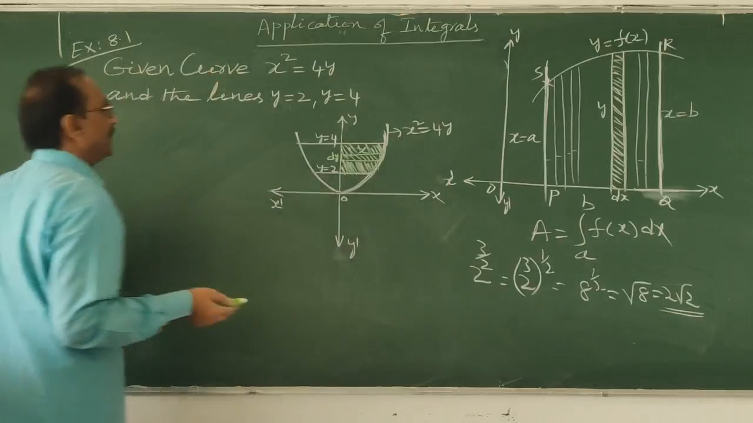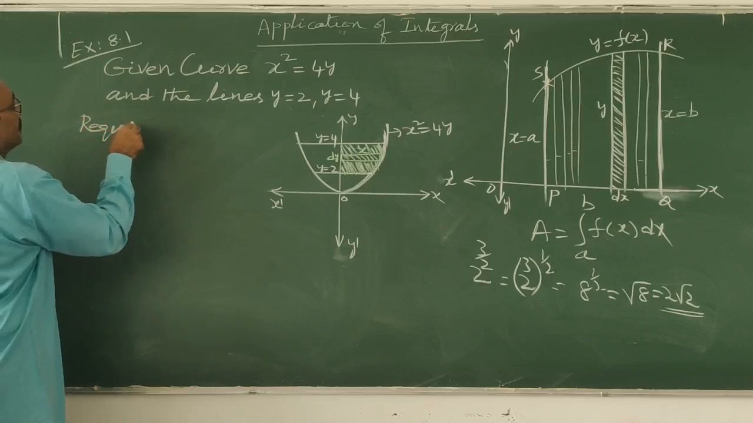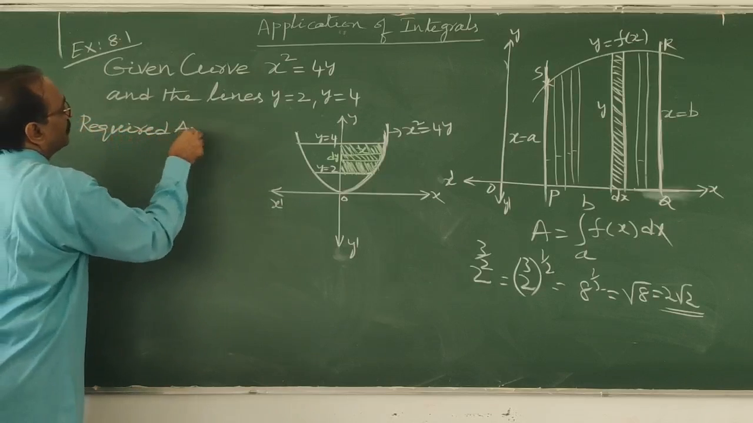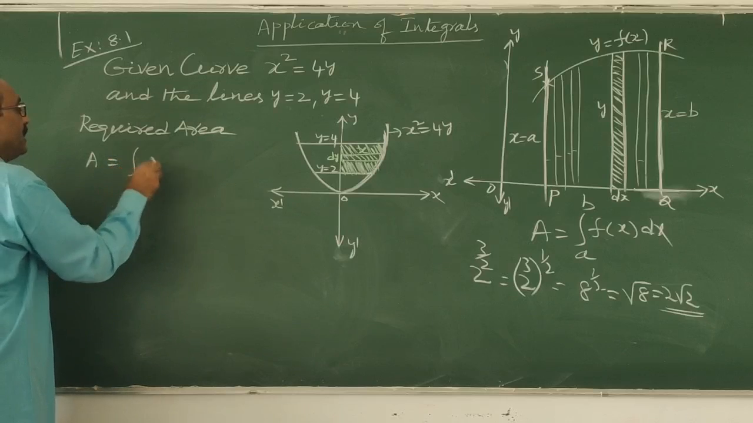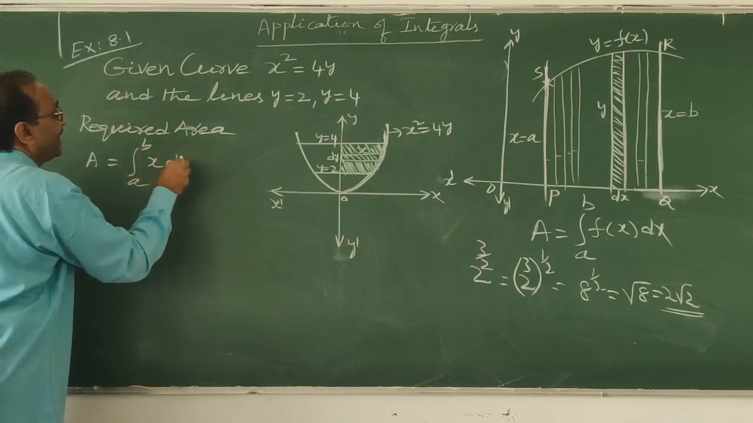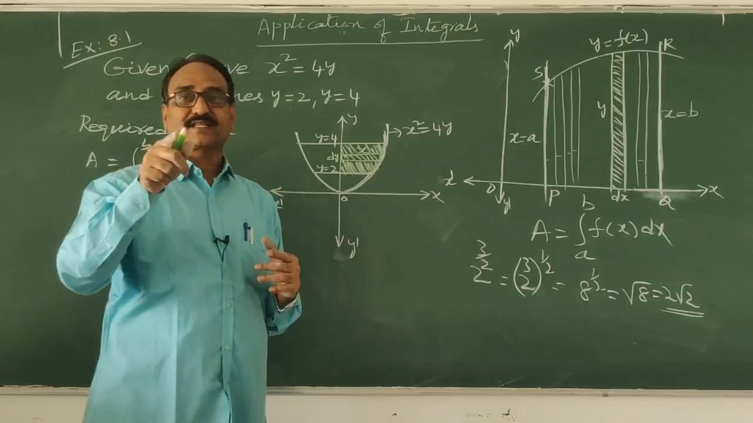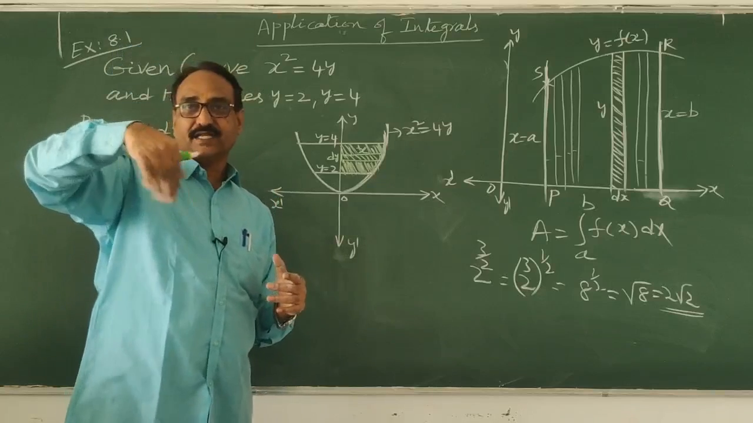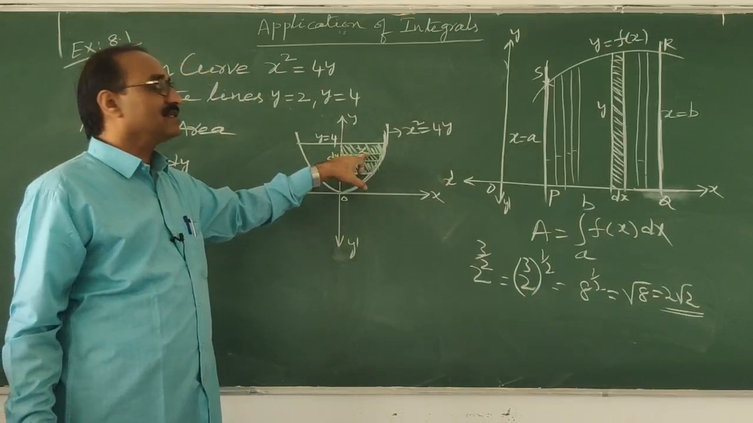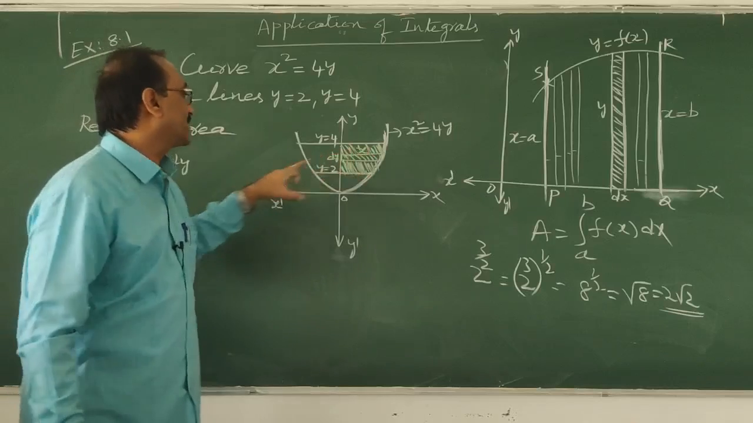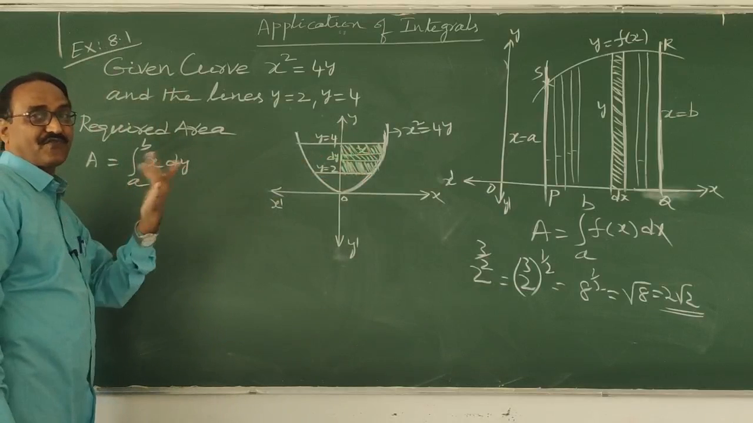So therefore, required area, first you write required area formula. A is equal to integral a to b x dy. Previously, vertical strip means y dx: y is height, dx is width. Now dy is width, x is height. So how will it come? x dy, I wrote x dy. Understood? x is equal to f of y.